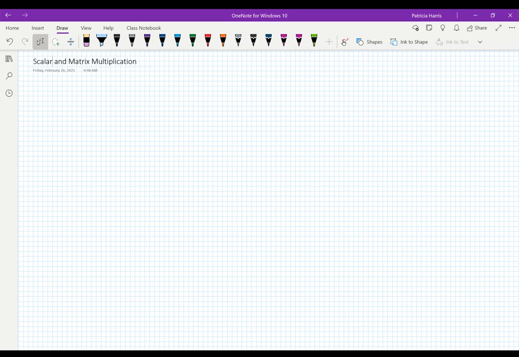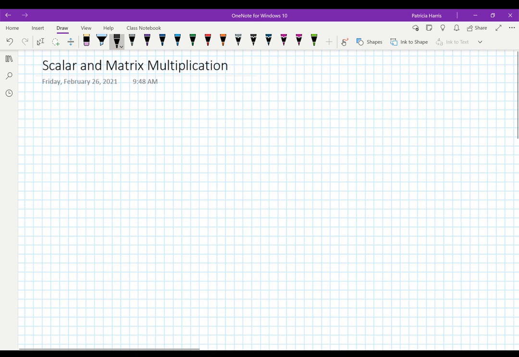Okay, guys, let's talk about scalar multiplication of matrices. Now, there are actually two different types of multiplication when it comes to matrices. The first one is scalar, when we multiply just a number by a matrix, and then the next one is called matrix multiplication that will get its own video. So we're going to start out with scalar multiplication.